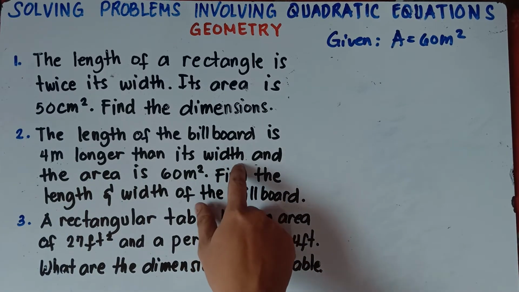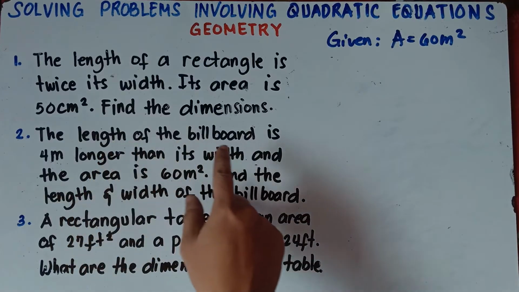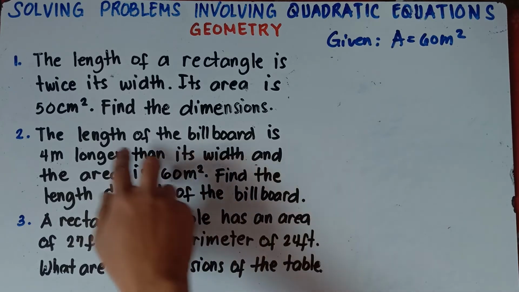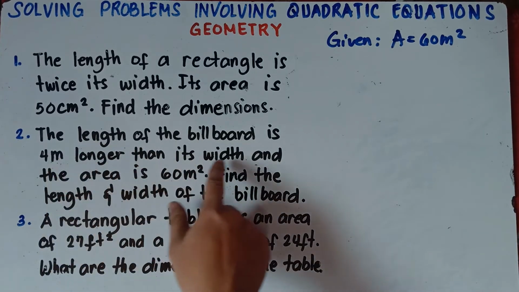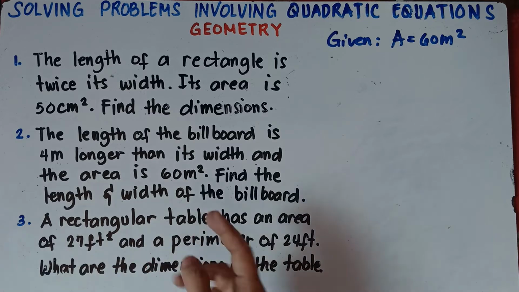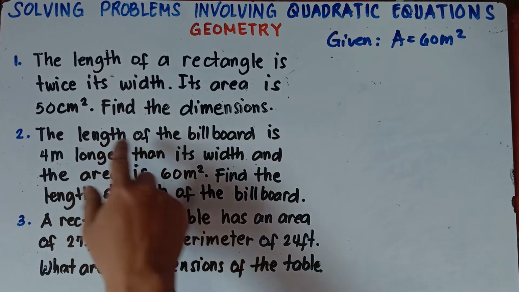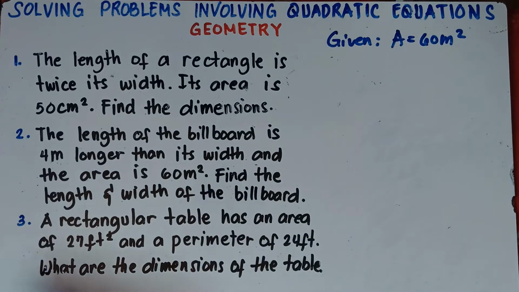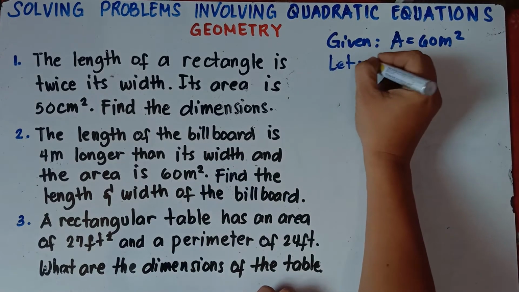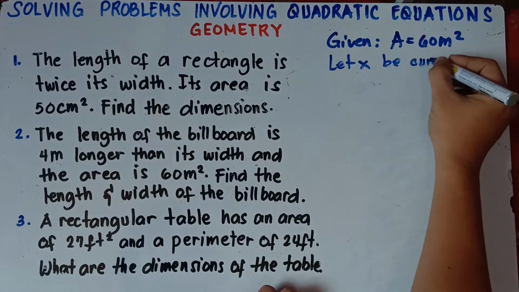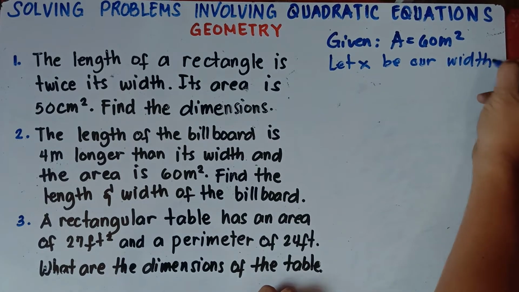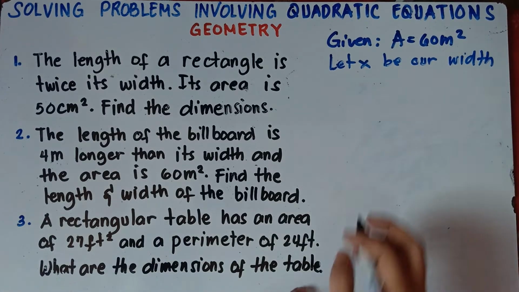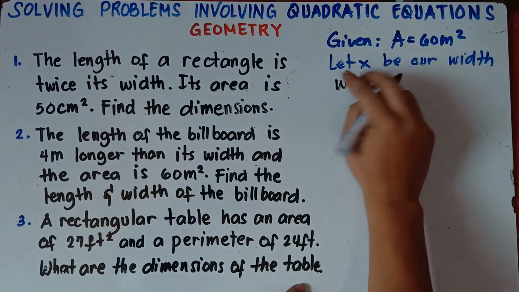So we let x to be our width. Once again, class, the length is dependent on our width. Okay, and we don't know the value of our width, but if we let x be our width, we know that the length is 4 meters longer than its width. I hope you get this one, class, that we let x be our width since our length is dependent on the width. And we don't know the value of our width, that's why we let x be our width. Alright, so let x be our width. And so we can write w equals x.